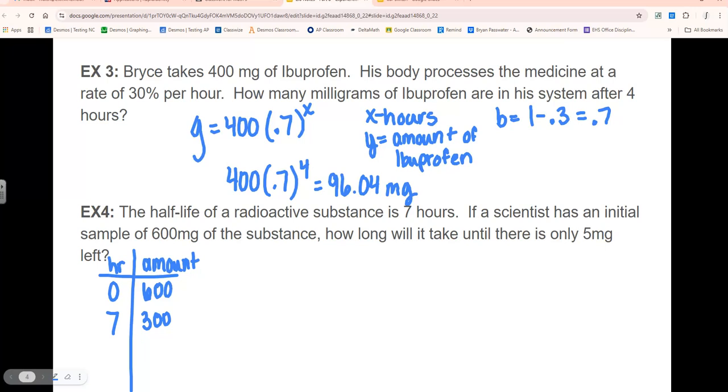And then another 7 hours would go by. You'd be at 14, and you would have 150. And if we kept on with that, at 21, you would have 75. I could keep on going with this, but even after 75, I'm going to start getting decimals whenever I cut that in half. I'm not going to be able to get the exact answer for this 5 milligrams by making a table, because I'm going to start getting decimals after this. I could get a good guess for that, but I'm not going to get the exact answer.